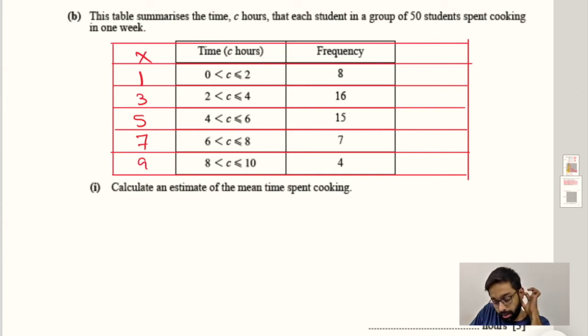And the last column that I've drawn is actually frequency multiplied by x. So we can write fx. So 8 times 1 is 8. 16 times 3 is 48. 15 times 5 is 75. 7 times 7 is 49. And the last one gives you 36.